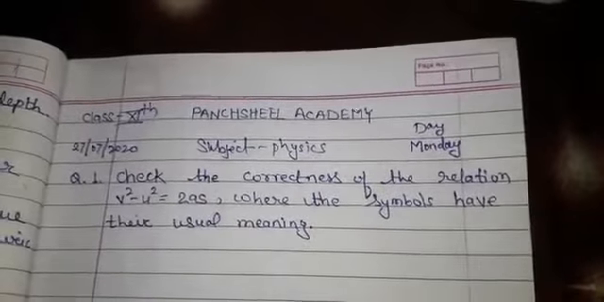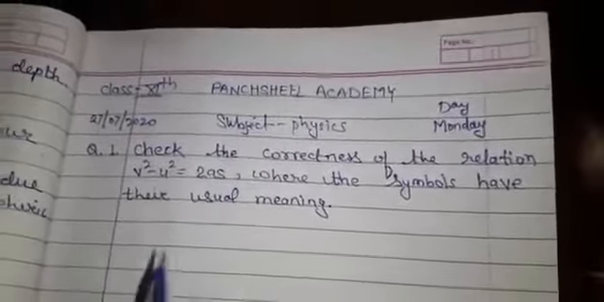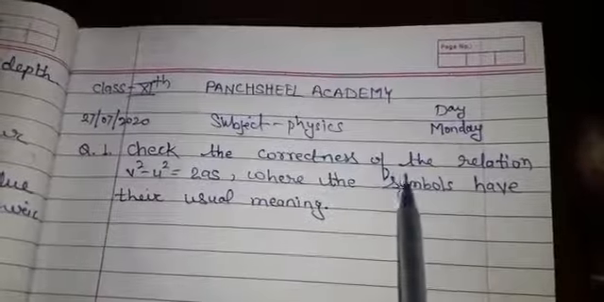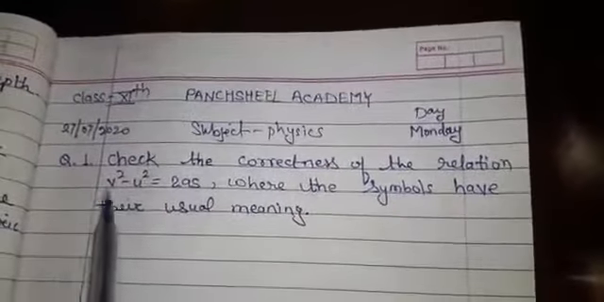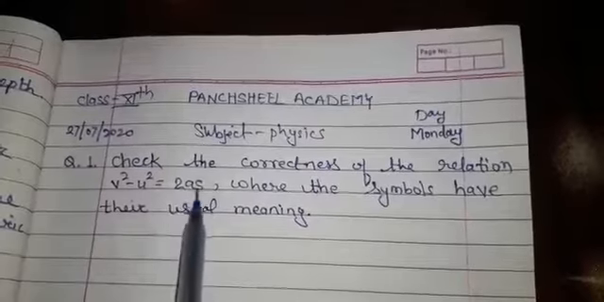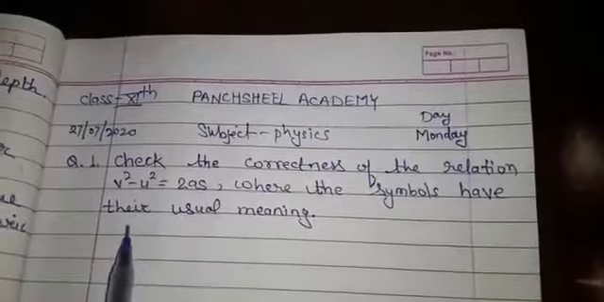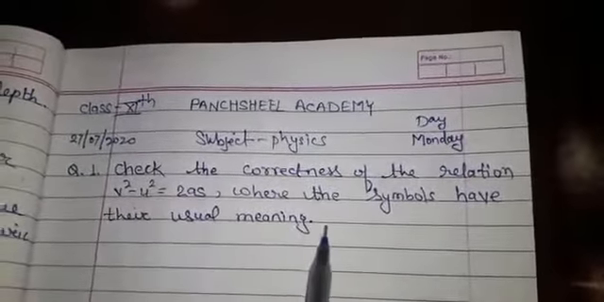Uses of dimension. So the first numerical is: check the correctness of the relation v square minus u square equal to 2as, where the symbols have their usual meaning. Okay, now we go for the solution. This is the example.